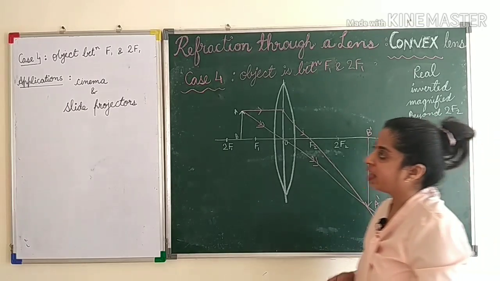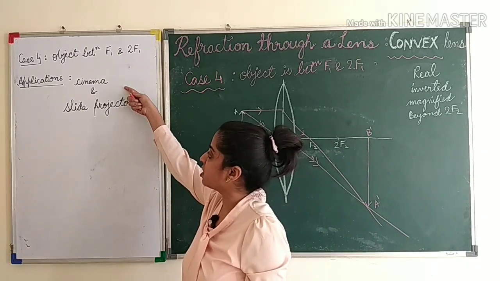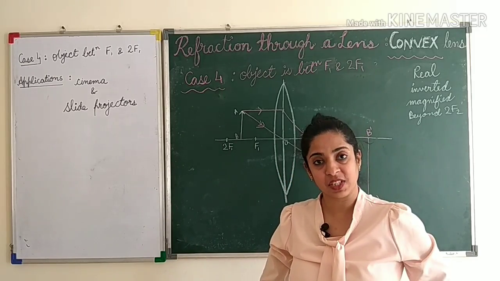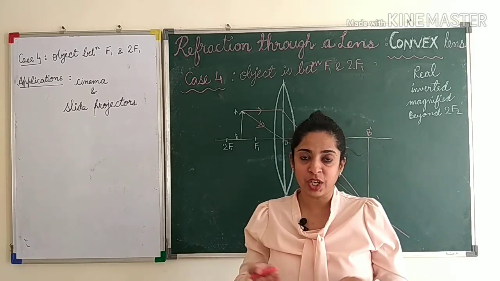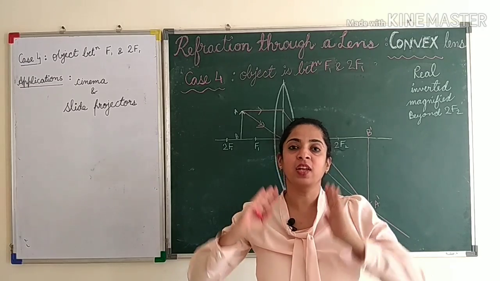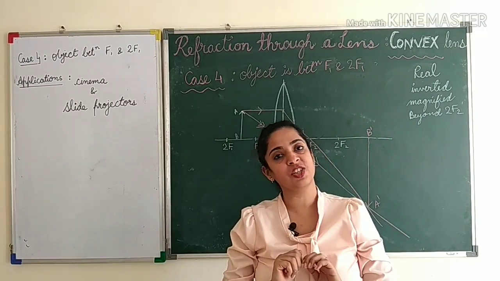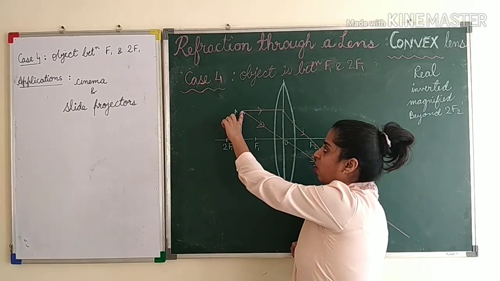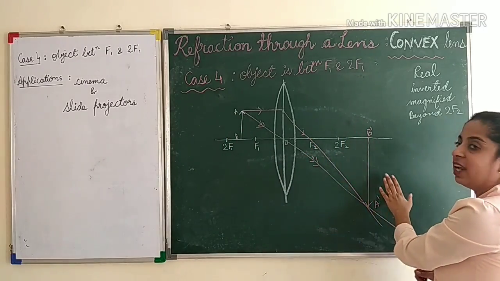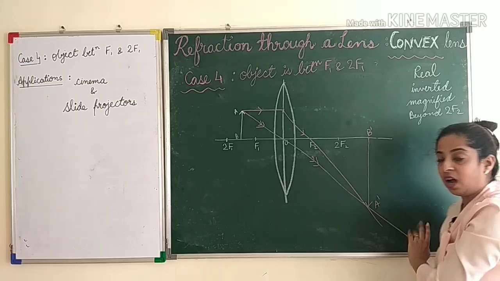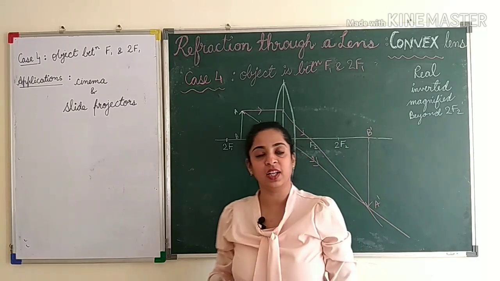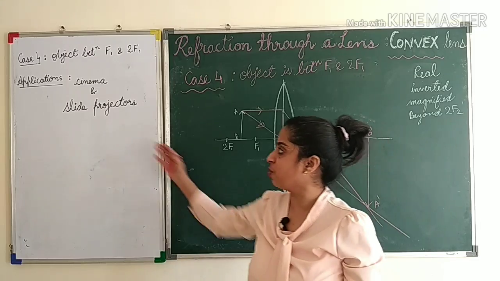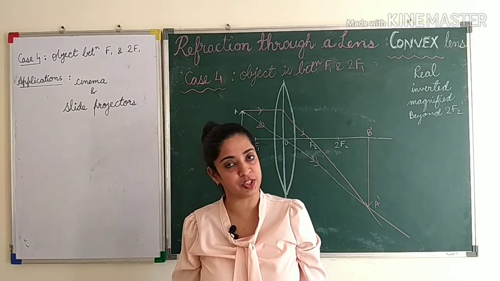So what are the applications of this? Now this is used in cinema and slide projectors. In slide projectors, you must have seen that the object is placed inverted and then you form its enlarged image on the screen. Okay, so if you place the object inverted, you will get an erect image, a very magnified erect image on the screen. So this case is used in slide projectors and cinema projectors.